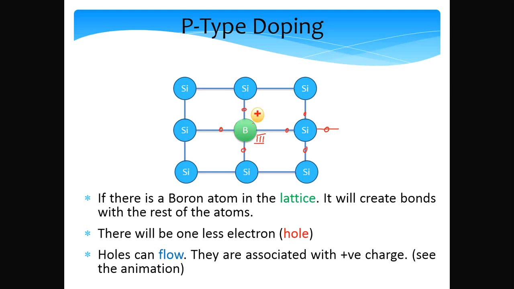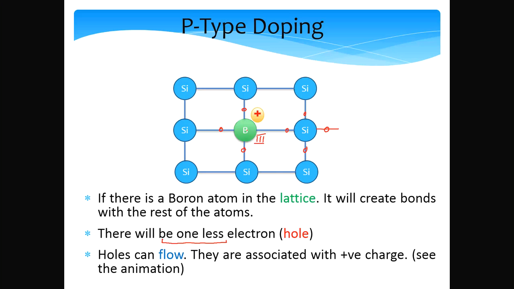So what does a hole mean? A hole essentially means the lack of an electron, right? So basically an electron is not present. This is called a hole. So this is essentially a lack of an electron, or one less electron, and the reason the hole is there is because we have a boron atom.